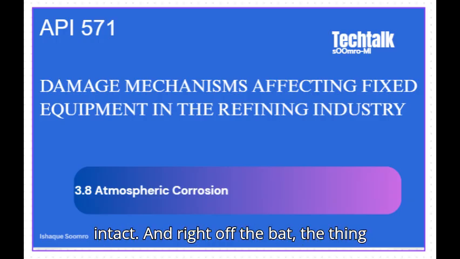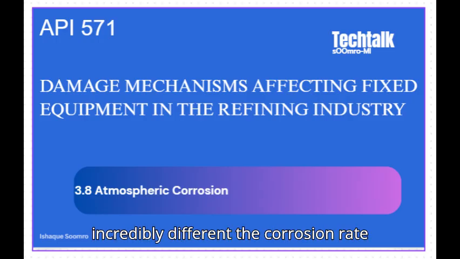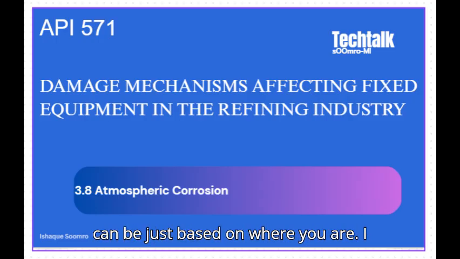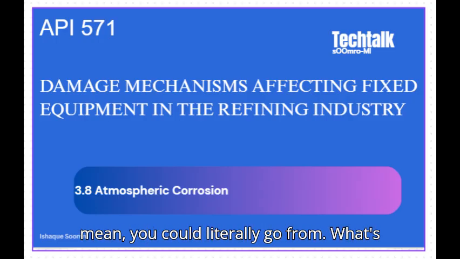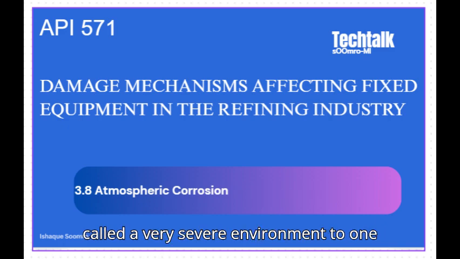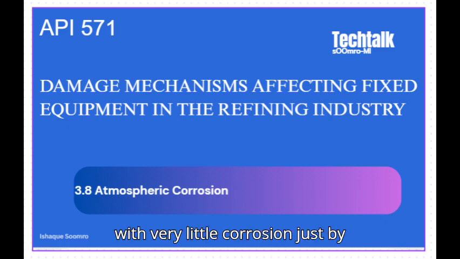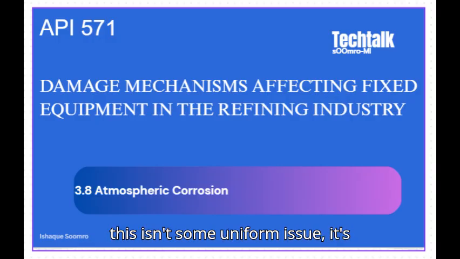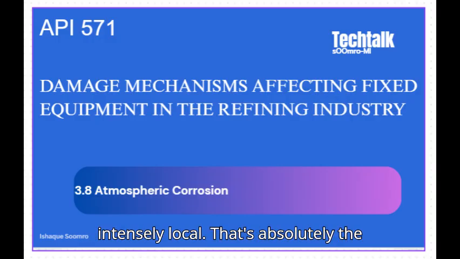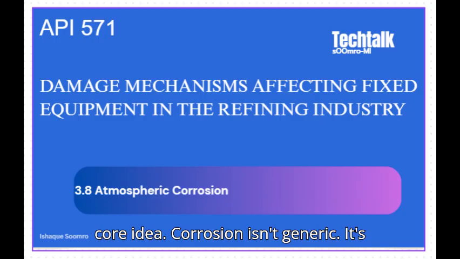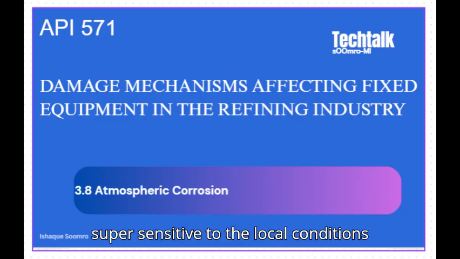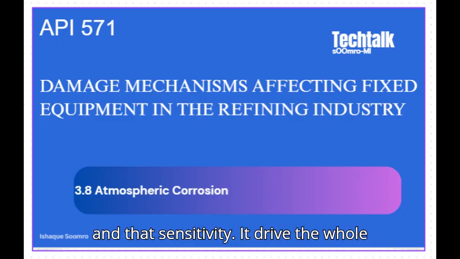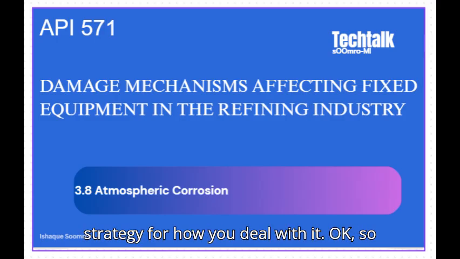And right off the bat, the thing that really jumps out is just how incredibly different the corrosion rate can be just based on where you are. I mean, you could literally go from what's called a very severe environment to one with very little corrosion just by traveling a few hundred miles sometimes. It really hammers home that this isn't some uniform issue. It's intensely local. That's absolutely the core idea. Corrosion isn't generic. It's super sensitive to the local conditions, and that sensitivity drives the whole strategy for how you deal with it.